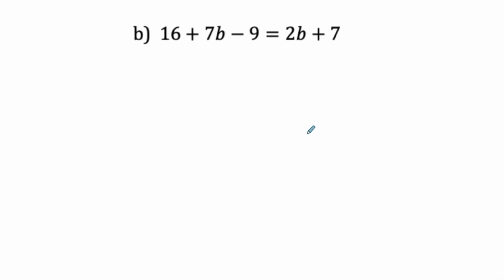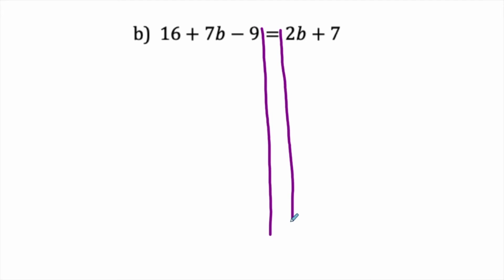Next, again, I'm looking at the left-hand side compared to my right-hand side, okay? So on the left-hand side, 16, let me write this down so you're not distracted by me doing this first. Okay, on the left-hand side, 16 plus 7b minus 9. What are my like terms? What do you think? What are the like terms? If you said 16 and negative 9, you are correct.